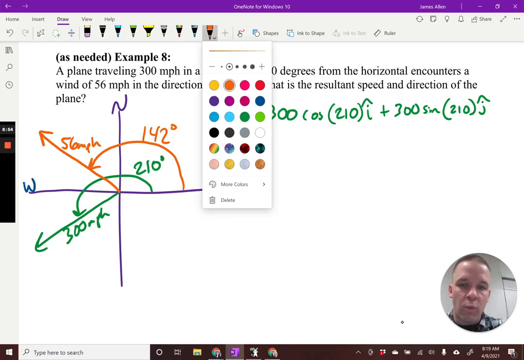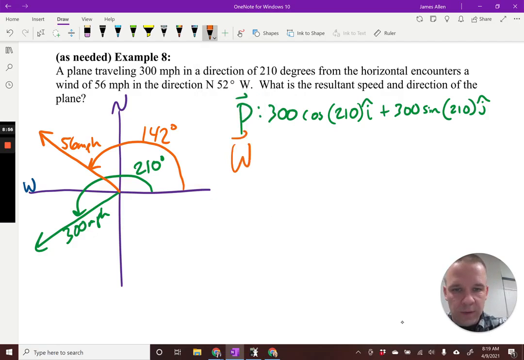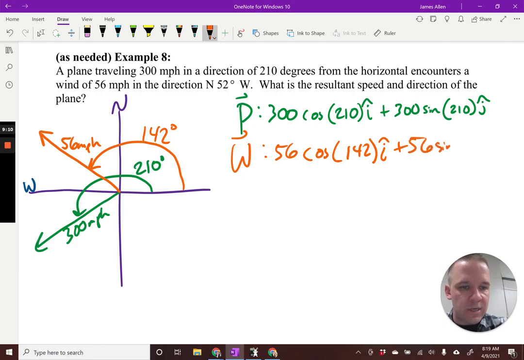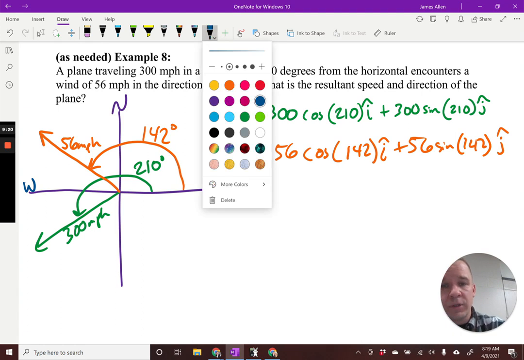All right, next one. We've got our wind, W. So that is 56 cosine of 142. So that's not a friendly, wonderful trig number. And then we got 56 again, sine of 142. So to get that resultant speed and direction, we're going to need to add these 2 together. I think I'll use blue now.